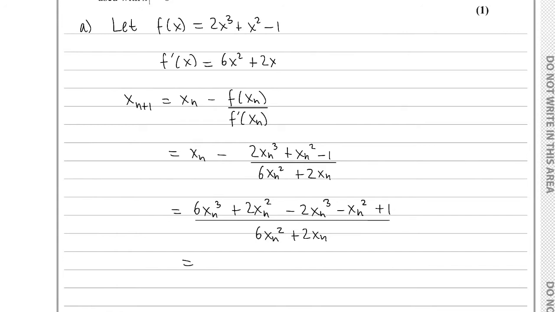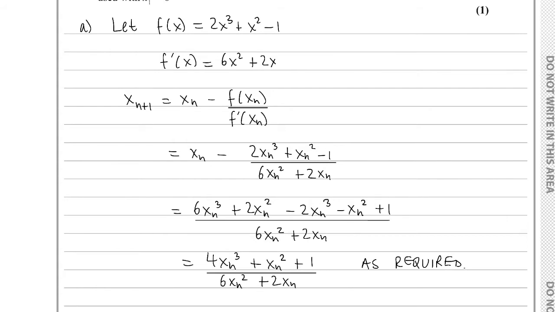Leading to 4xn cubed plus xn squared plus 1 over 6xn squared plus 2xn as required. So that was the first part for 3 marks.